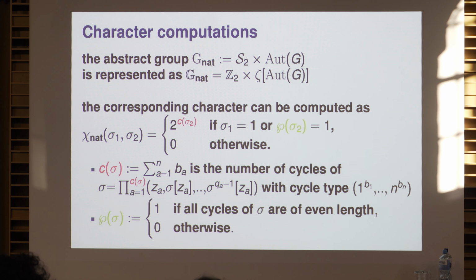So we have pairs of this S2 and the automorphisms. And the character is actually 0 in many cases. But it's characterized by 2 to the power of C of the second element, which is in the cycle decomposition of this permutation here. C denotes the number of cycles. This case applies if this is the identity permutation and this other condition is fulfilled. And if not all cycles are of even length, then we're in this case here. So this is this additional condition. This is a really practical way to compute characters.